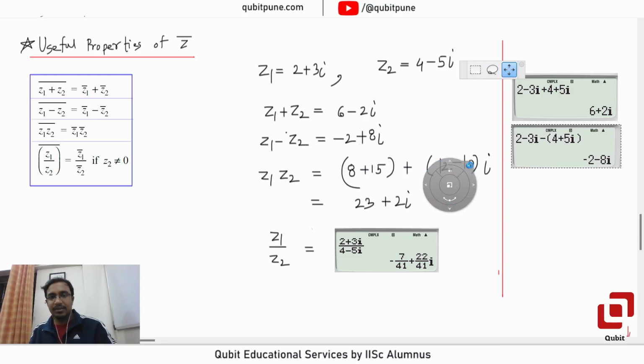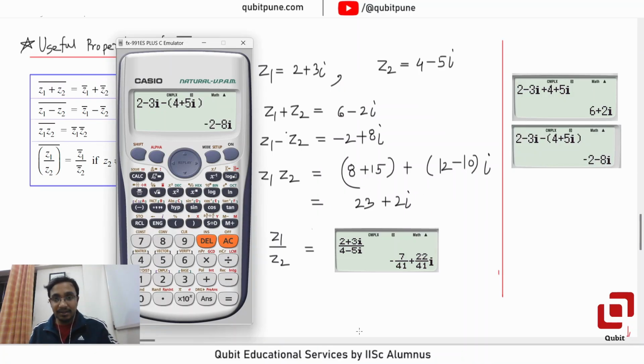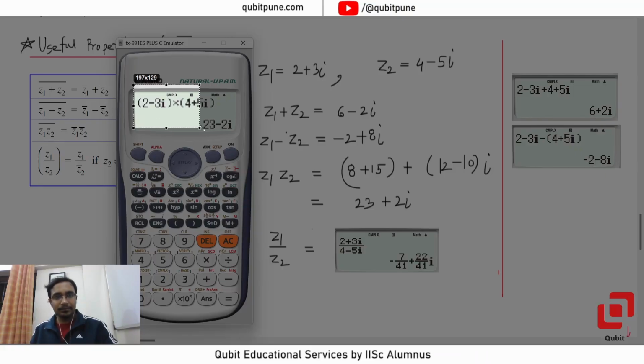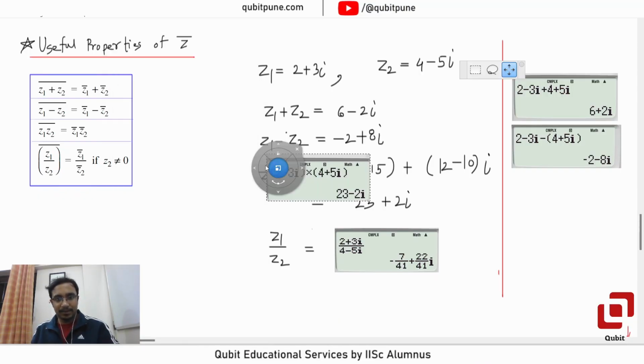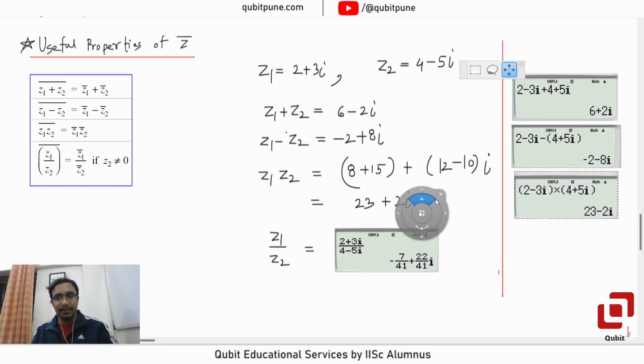Third, the product. It says the conjugate of z1 z2 is z1 bar into z2 bar. Is it true? Indeed, it has to be. Let's see. Let me put a bracket here, and another bracket here. And let us now multiply these two complex numbers. The answer expected is 23 minus 2i. The answer expected is right. 23 minus 2i.